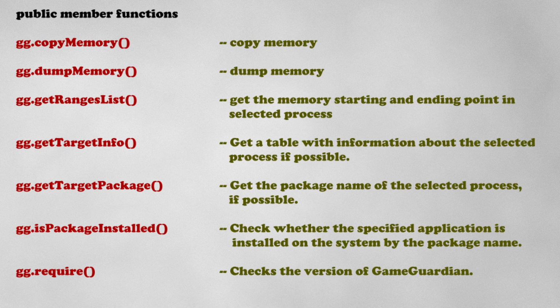Public member functions. gg.copyMemory copies memory. gg.dumpMemory dumps memory. gg.getRangesList gets the memory starting and ending point in the selected process. gg.getTargetInfo gets a table with information about the selected process if possible. gg.getTargetPackage gets the package name of the selected process, if possible. gg.isPackageInstalled checks whether the specified application is installed on the system by the package name. gg.require checks the version of GameGuardian.